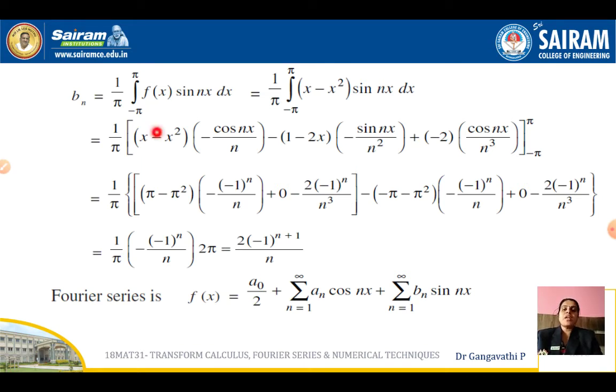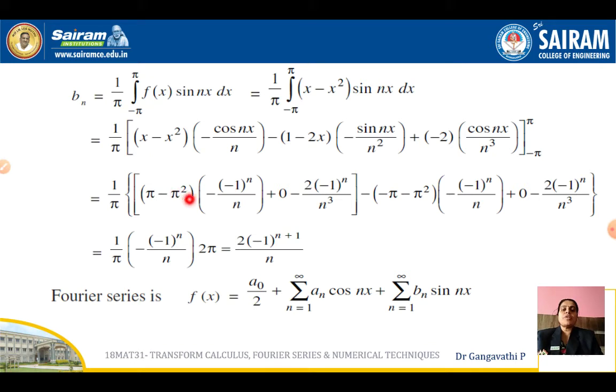So first function, keep it as x minus x square, integration of the second is minus cos nx by n, and differentiation of the first function is 1 minus 2x, and the integration of this is minus sin nx by n square. Differentiation of this is minus 2 and integration of this is cos nx by n cube, between the limits minus pi and pi. Now substitute the upper limit and lower limit.